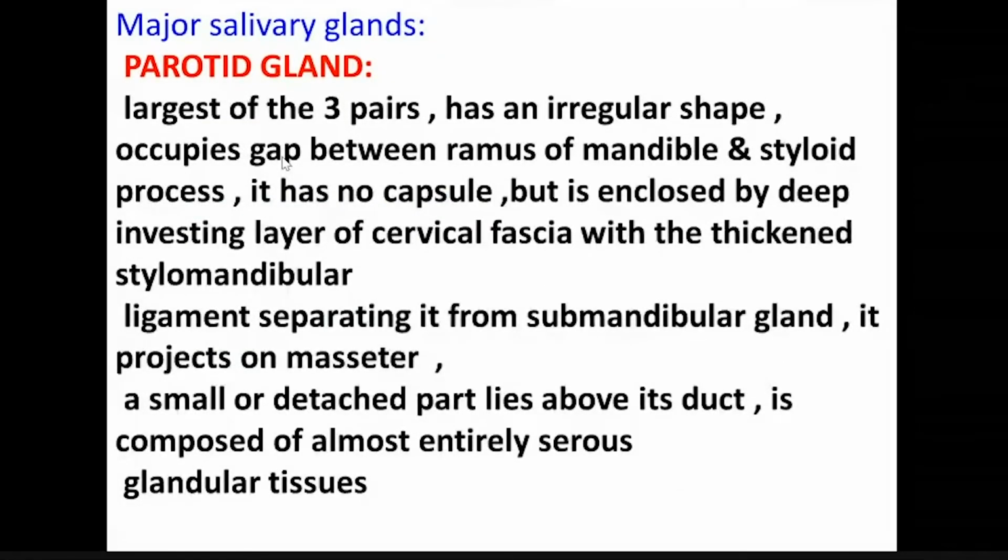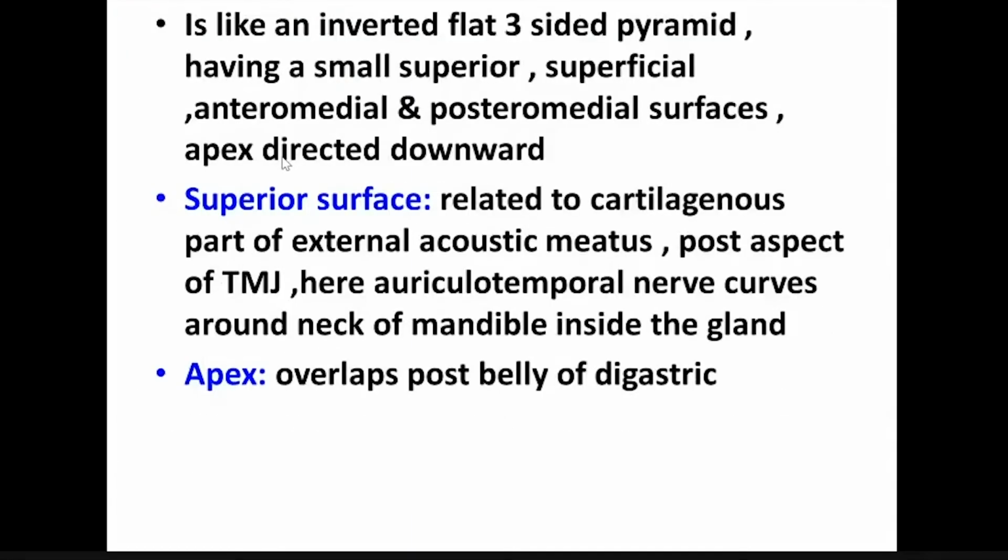So the parotid again is the largest of the three pairs and has an irregular shape, occupying the gap between the styloid process and the mandible. It has no capsule, but is enclosed by the deep investing layer of cervical fascia, with a thickened stylomandibular ligament separating it from the submandibular gland. It projects over the masseter, and a small detached part, as I said, sometimes might lie above its duct. It's composed entirely of serous glandular tissue, with serous secretion.